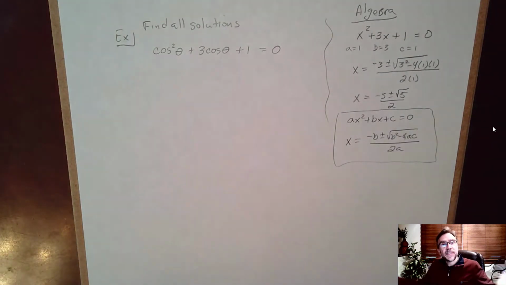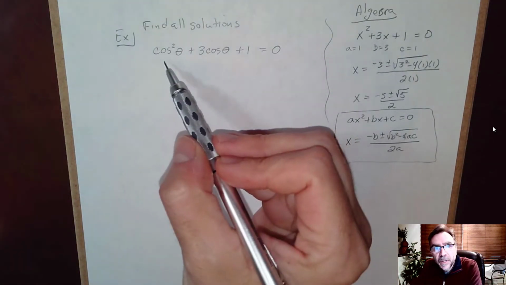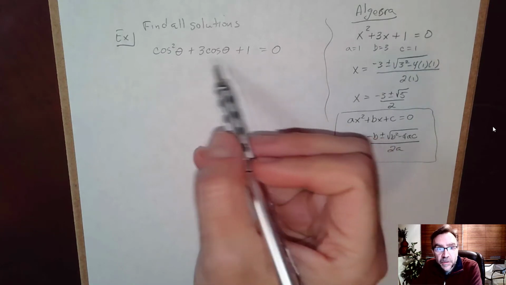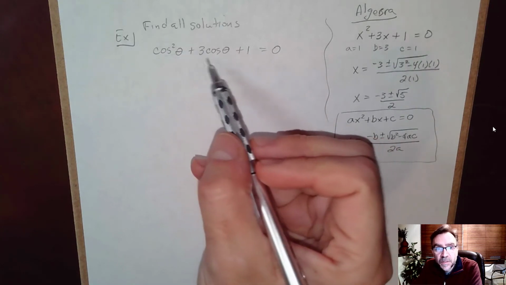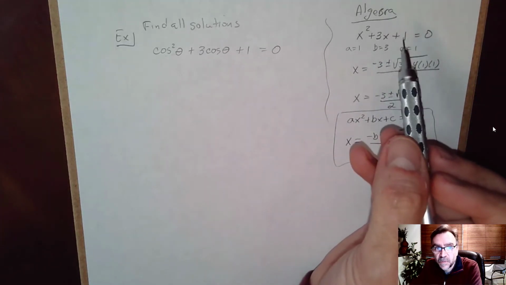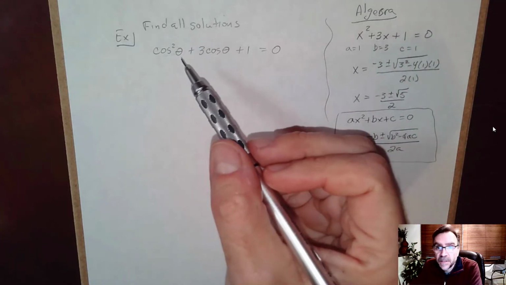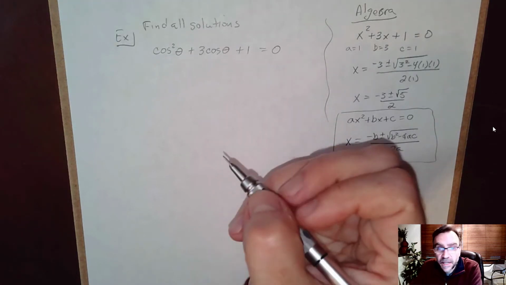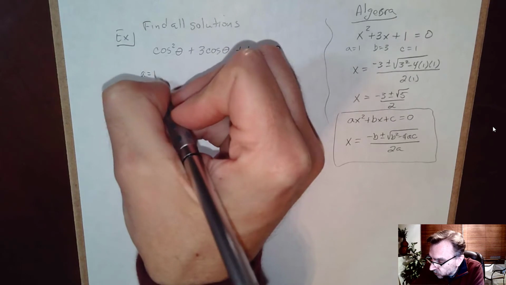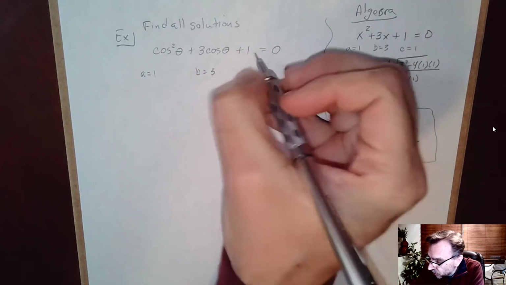All right, we're going to do the same thing here, because we have a quadratic trigonometric equation, cosine squared theta plus 3 cosine theta plus 1, which is this exact same problem as this one, except the variable isn't x, the variable is actually cosine theta. And so using the quadratic formula in the exact same way, we have a is 1, right? B is 3. These are the coefficients.